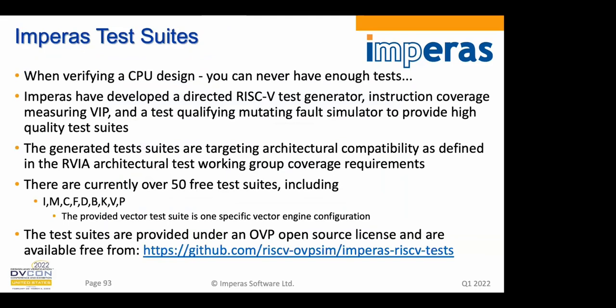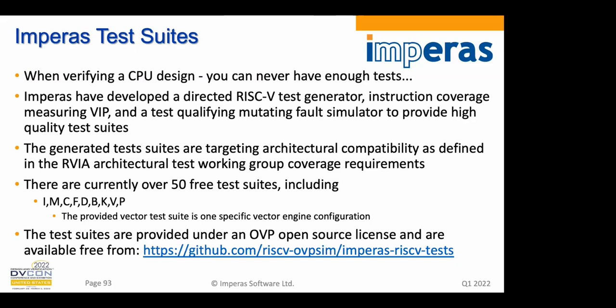Now, when verifying a design, you can never have enough tests. I'm now going to spend a bit of time talking about the Imperas test suites. We built internally a directed RISC-V test generator, actually on a customer contract, to generate some tests for them. And we also have some instruction coverage measuring verification IP, and we have an internal mutating fault simulator for qualifying and testing the tests to see the quality of them. So that's a mutating fault simulator, that's an internal technology.